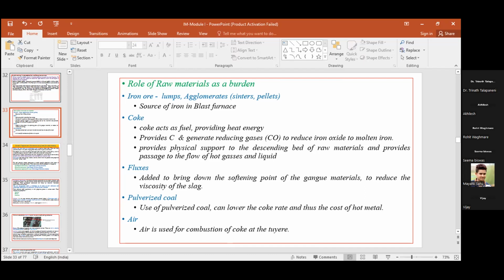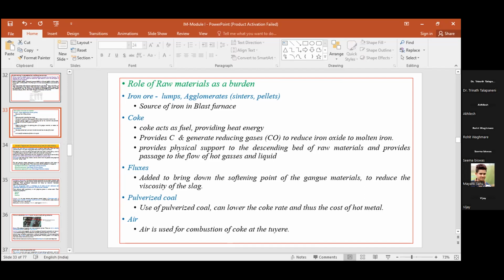The next raw material is coke. The role of coke inside the blast furnace is that it acts as a fuel which provides the heat energy required for the reduction process to take place. It also provides carbon and generates the reducing gases that reduce iron oxide to molten iron. Not only that, it provides physical support to the descending bed of raw materials and provides passage for the flow of hot gases and liquid inside the blast furnace.